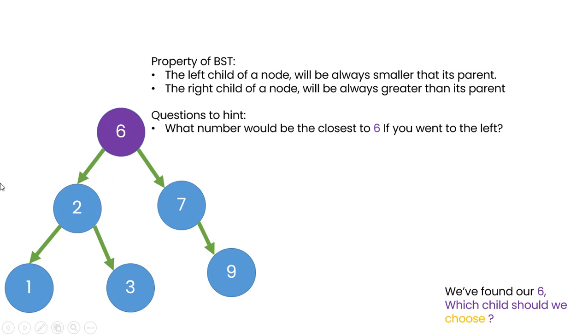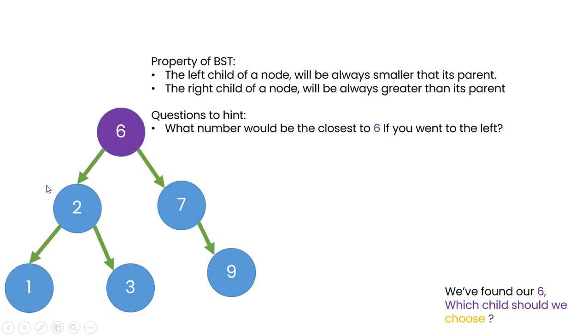So any node here will always be smaller than 6. So I want to find the highest node in this subtree that is less than 6. And I can make sure it's less than 6 because it's a binary search tree, which has the property that the left child will always be smaller than its parent.